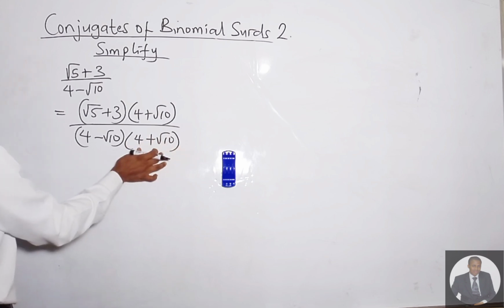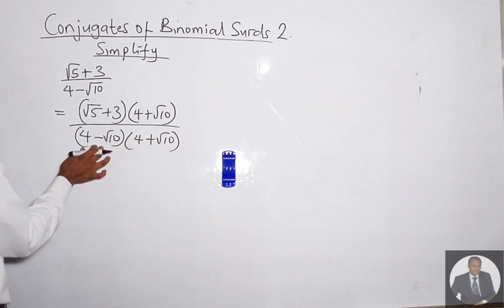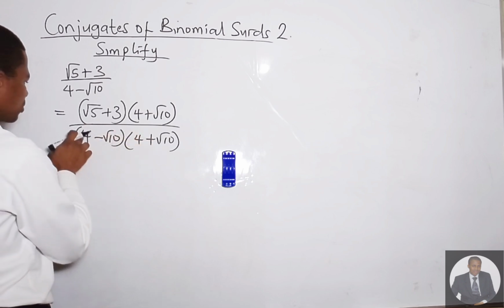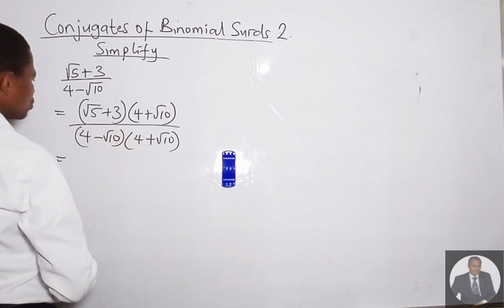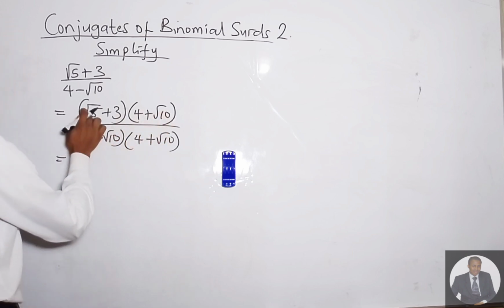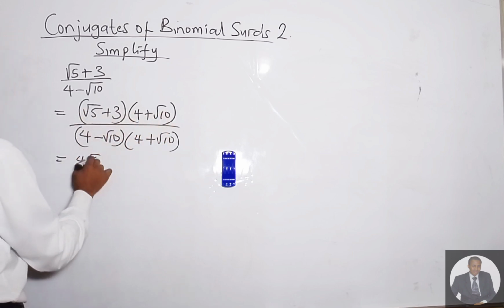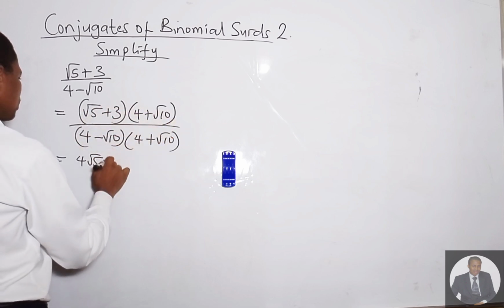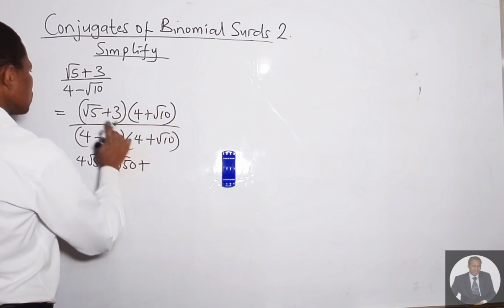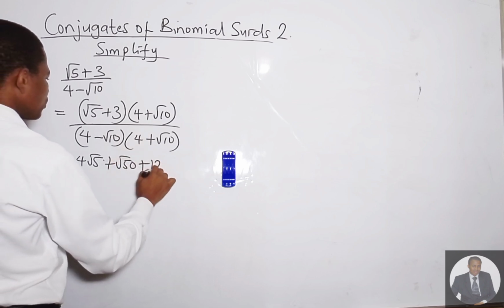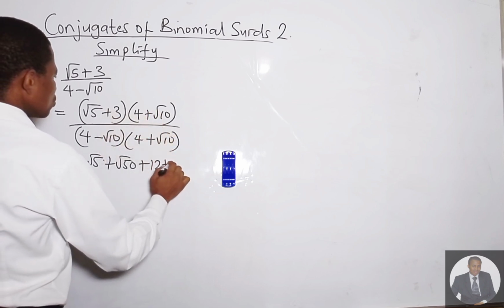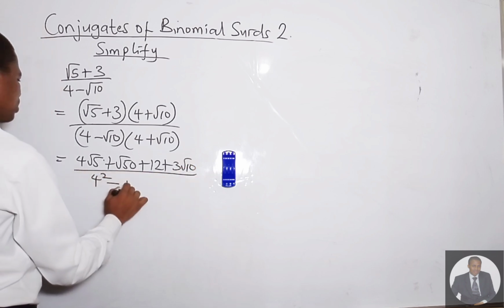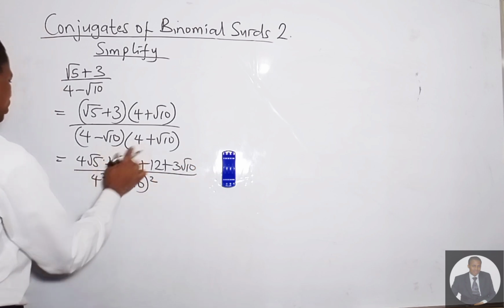4 plus root 10 is the conjugate of 4 minus root 10. It will give us a difference of two squares, that will be 4 squared minus root 10 squared. So let's multiply. Root 5 times 4, that's 4 root 5. Root 5 times root 10, that's plus root 50. Then 3 times 4, 12, plus 3 times root 10, that's 3 root 10, over 4 squared minus root 10 squared, difference of two squares.